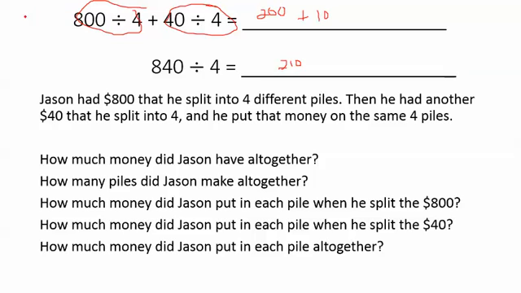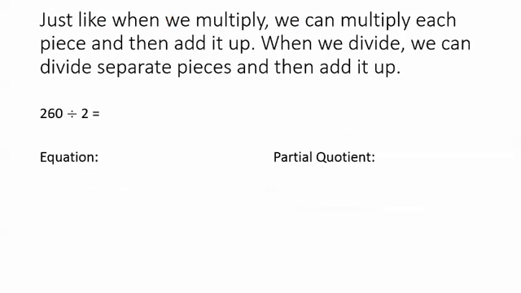So what we're seeing here is we can use some partial quotients to figure out a big quotient, like 840 divided by 4. Right? This is just like when we multiply, and we can multiply each piece and then add it up. When we divide, we can divide separate pieces and add it up. And so we're going to write it out with equations, right? We're going to take 260 and we're going to divide these up all kinds of ways, but for right now, we're just going to divide it using place value.